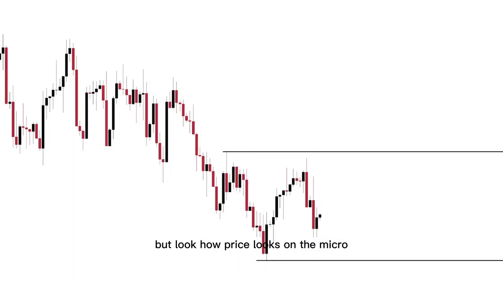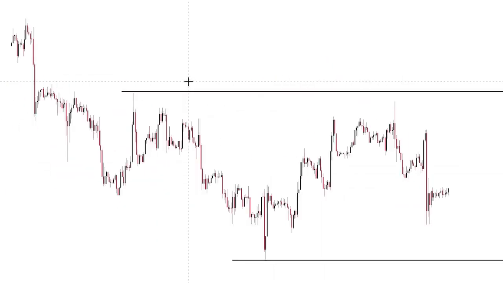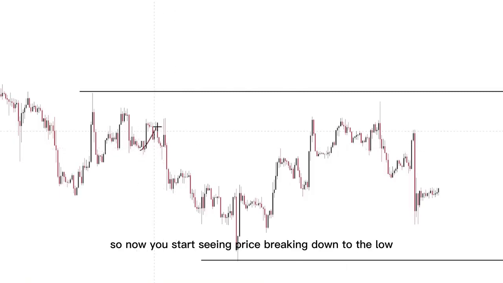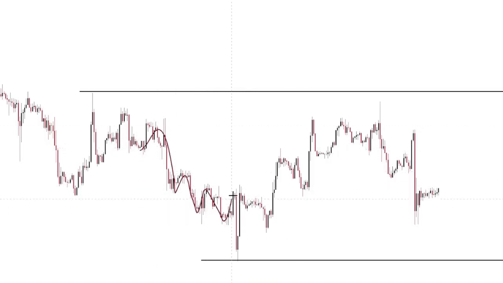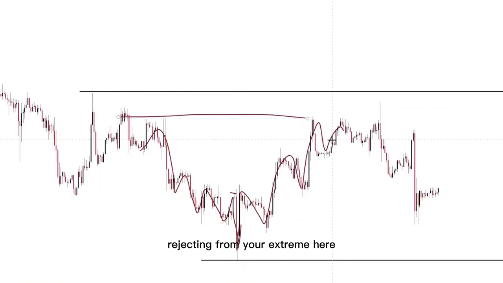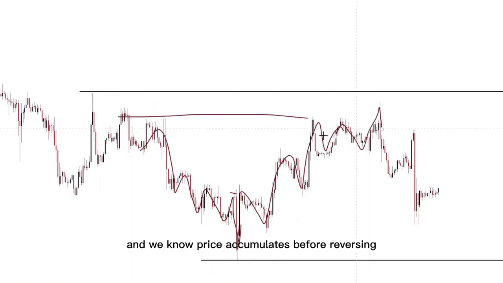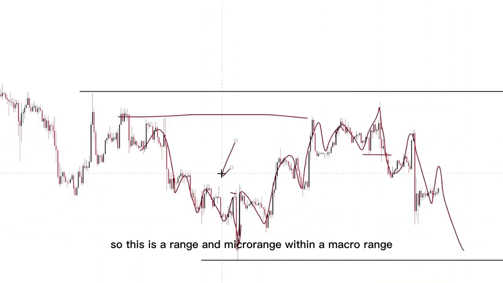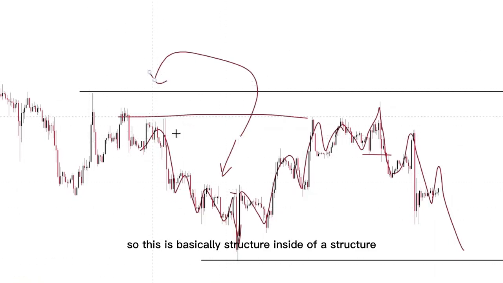But look how price looks on the micro, on the lower time frame. Now you start seeing a structure within a structure. So now you start seeing price breaking down to the low, forming lower lows, then price switching character, forming higher highs, rejecting from your extreme here, forming a consolidation, and we know price accumulates before reversing, breaking structure, and continuing lower. So this is a range, a micro range within a macro range. So this is basically structure inside of a structure.